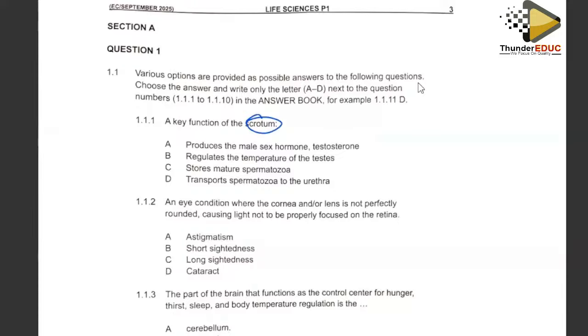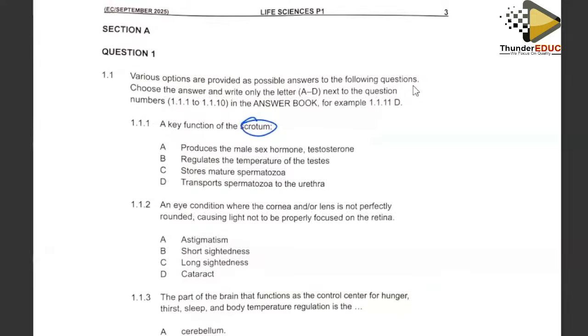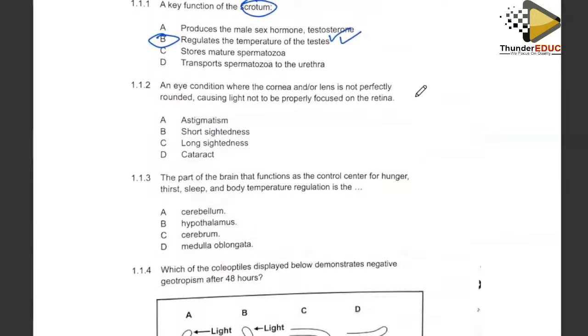If you look at these answers, production of hormones, no. Store sperms, no. Transportation of spermatozoa, no. The function is this: it regulates the temperature of the testis. So it's like protection. That's 2 marks for that question.